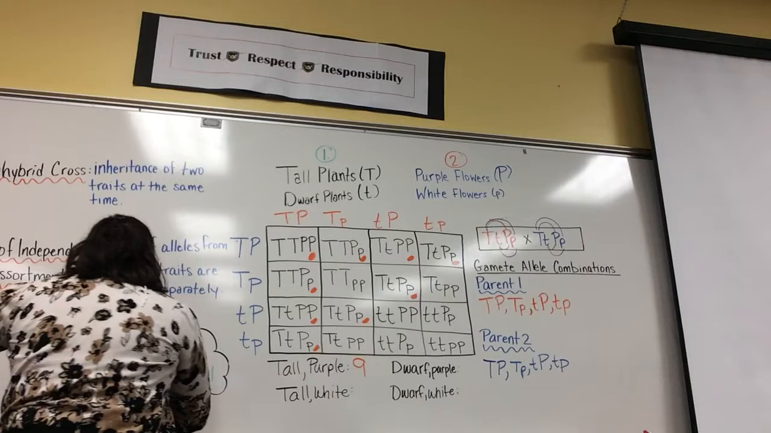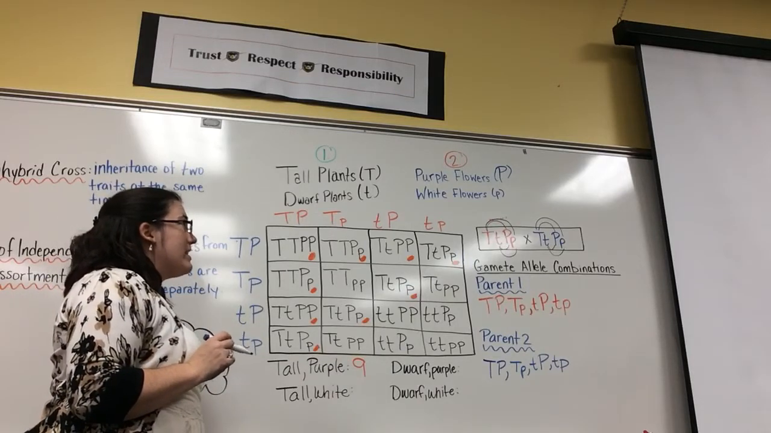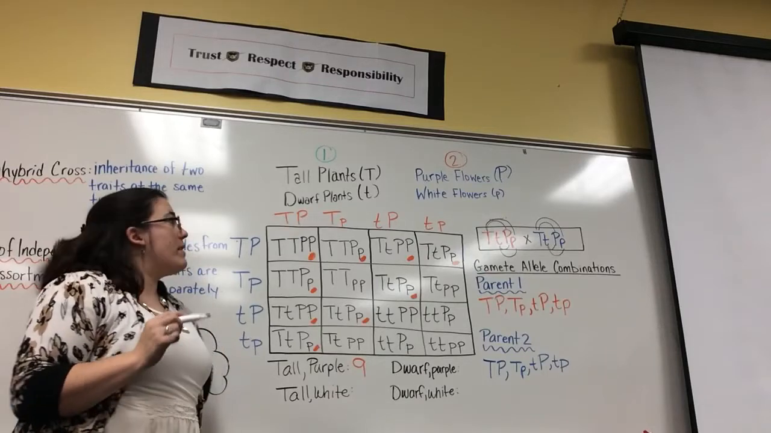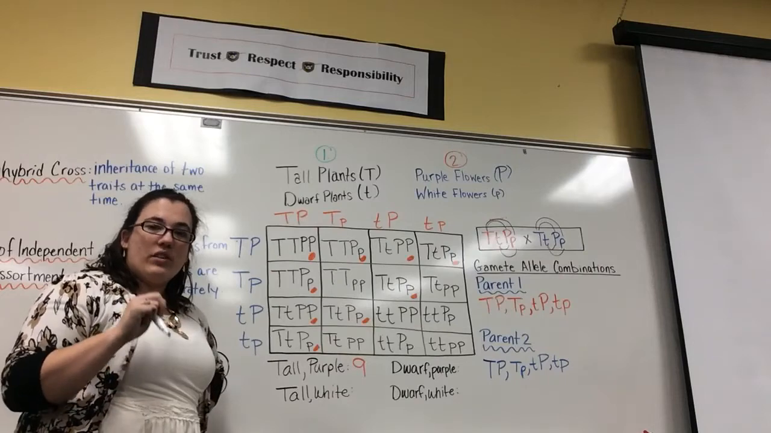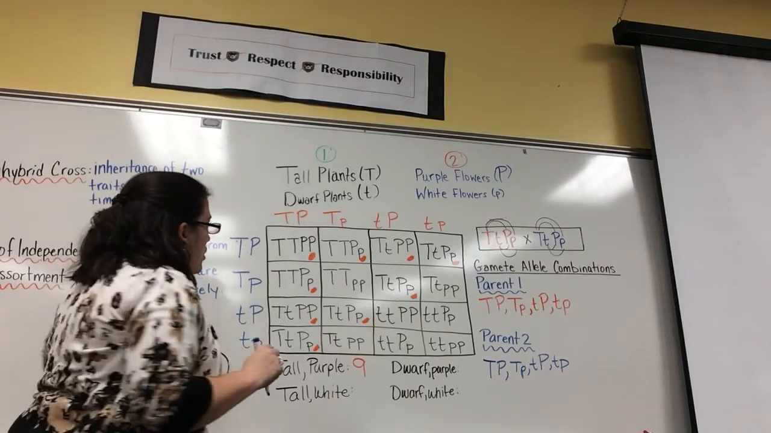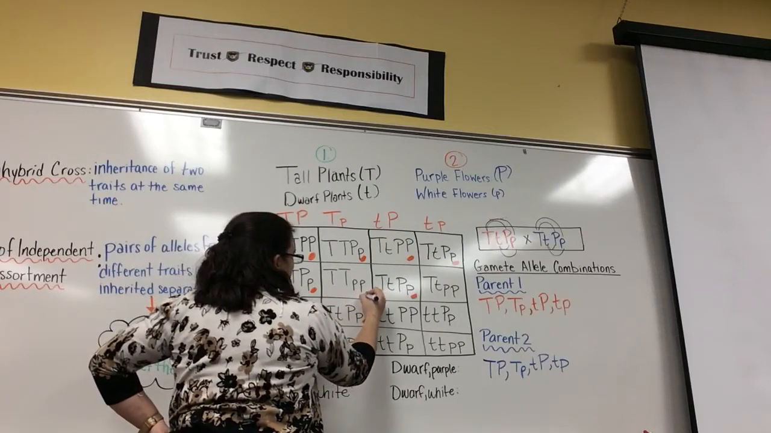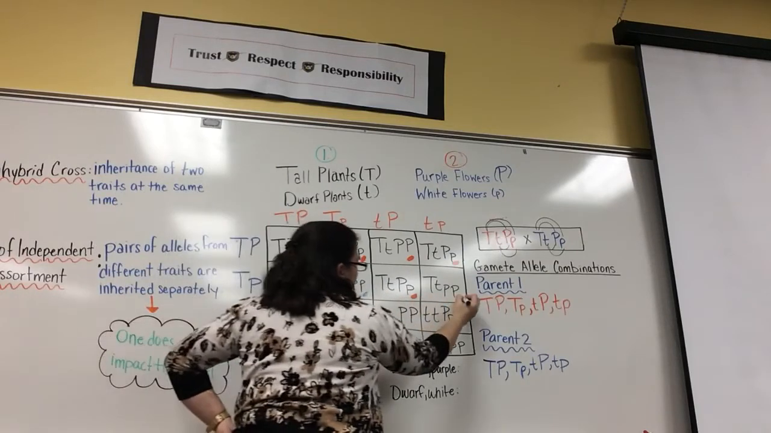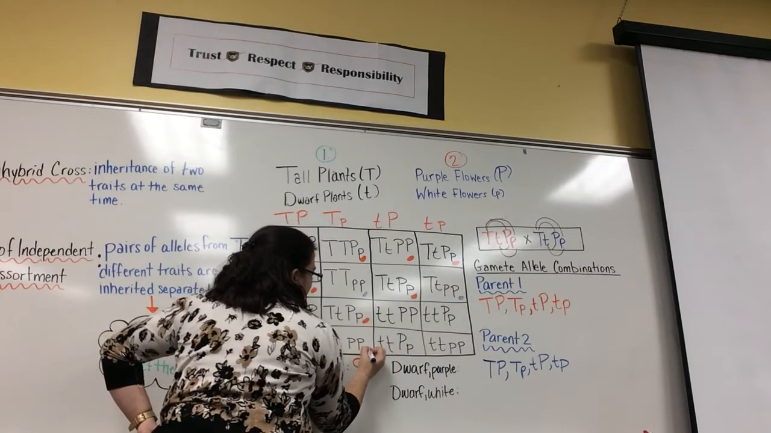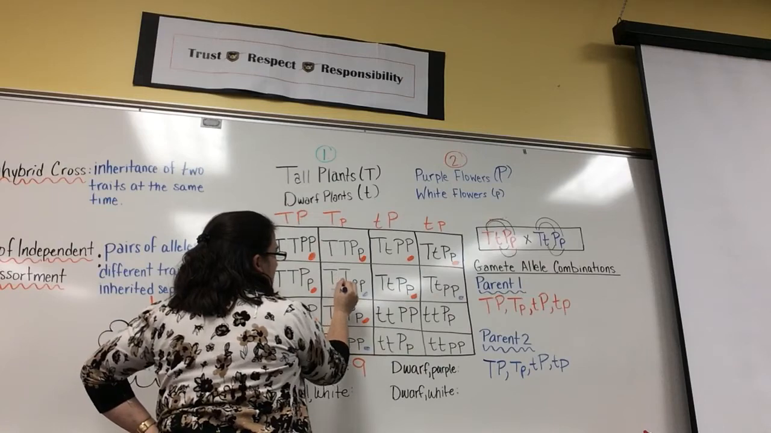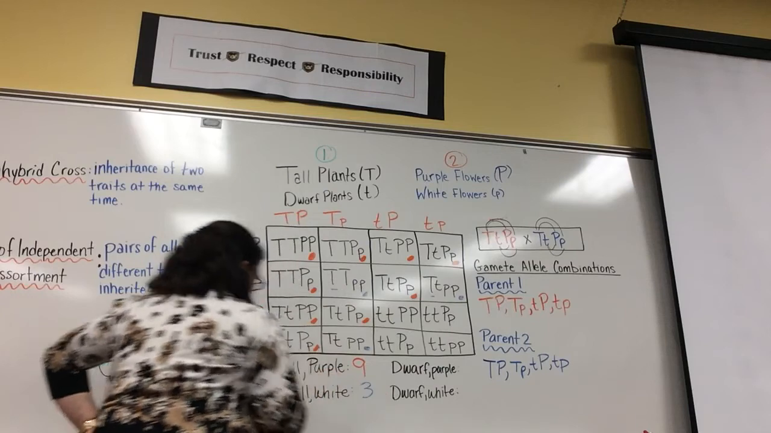Next, we're going to take a blue and we're going to mark those that are tall and white. Now tall needs at least one big T, and white is recessive, so it needs both recessive alleles. So let's look here. We have 1 right here, 1 right here, and 1 right here, because each has at least one big T and 2 little p's. So we have 3 of those.